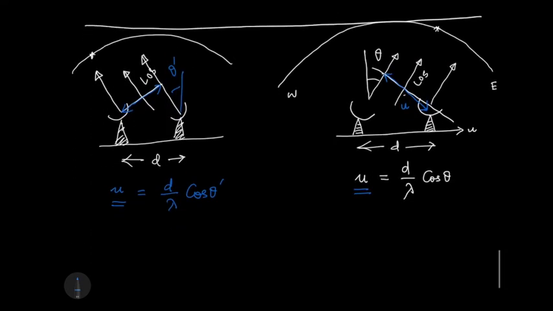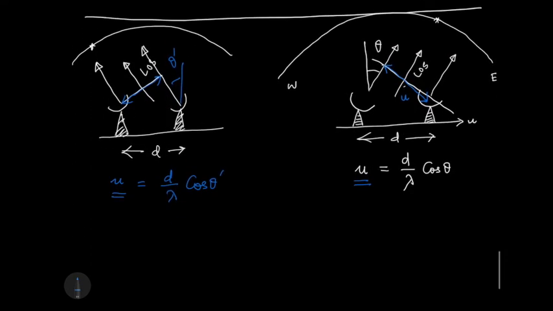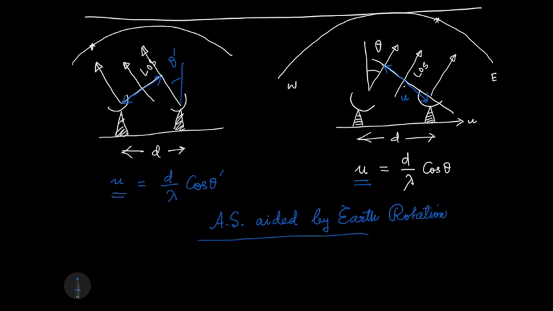And this now is aided, aperture synthesis aided by Earth's rotation. So this is called Earth rotation aperture synthesis. Okay. So this is what we will discuss about radio interferometry and coherent detection here.